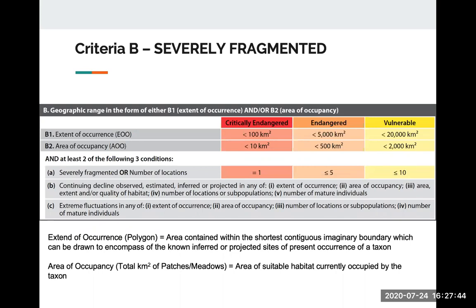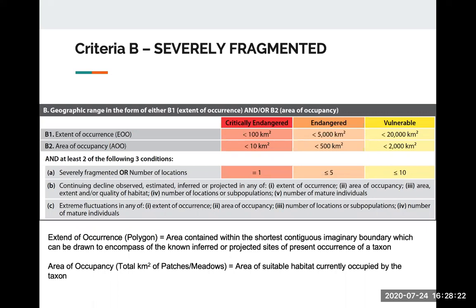Criteria B then is the second way, second qualifier for a risk category. And this will be if the geographic range has changed dramatically or is restricted. So for instance, if you have a really rare seagrass that's only found in one inlet in the world, and that inlet is less than 100 kilometers squared, then you have a critically endangered seagrass species based on the extent of occurrence, and then based on the occupancy of occurrence of 10 kilometers squared. If it's less than that, then we know we're really in trouble with seagrass.